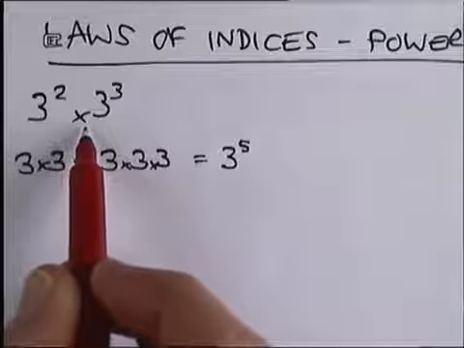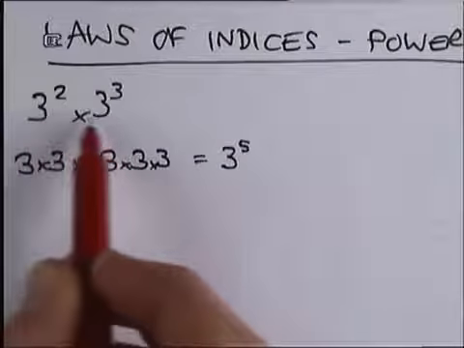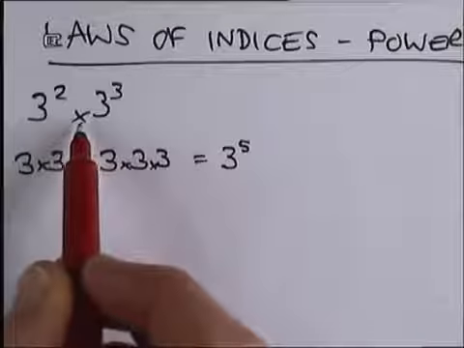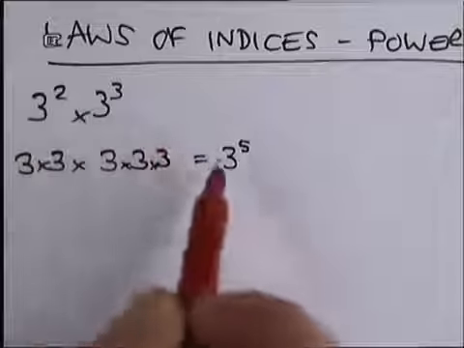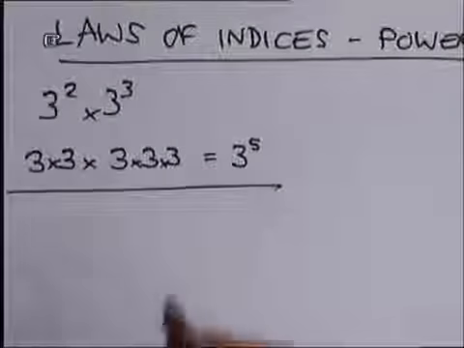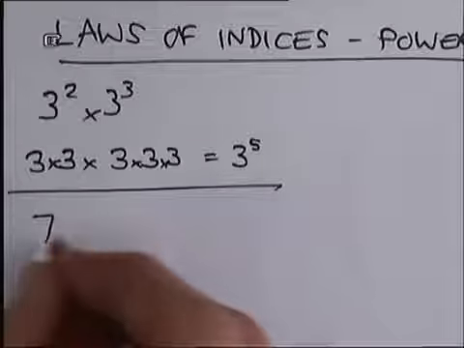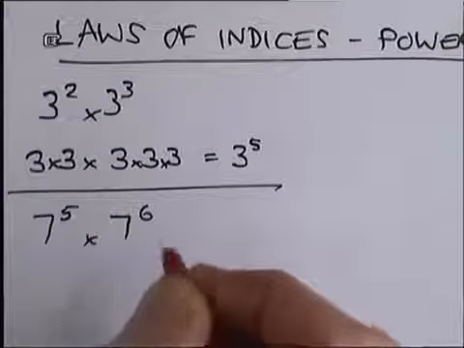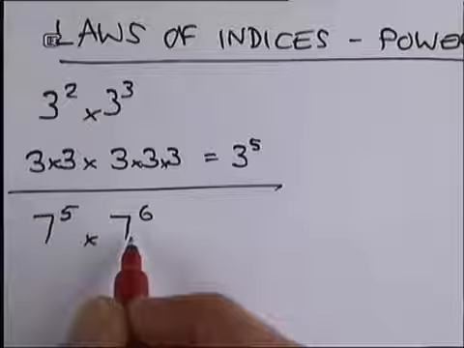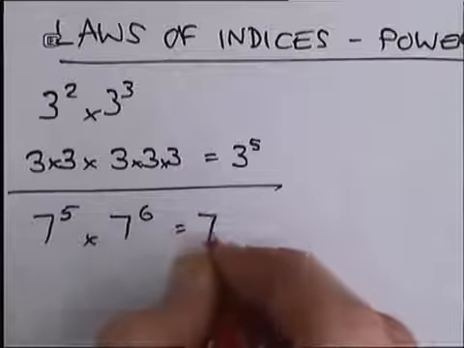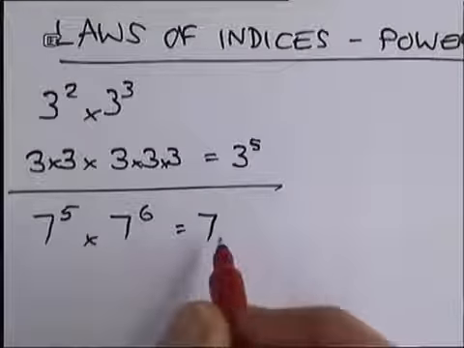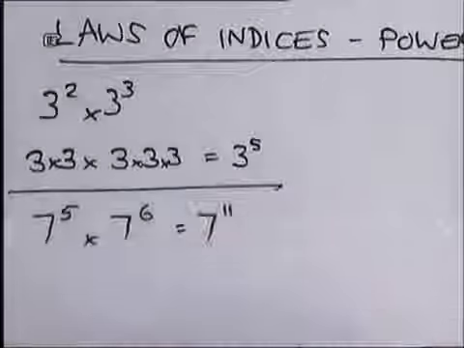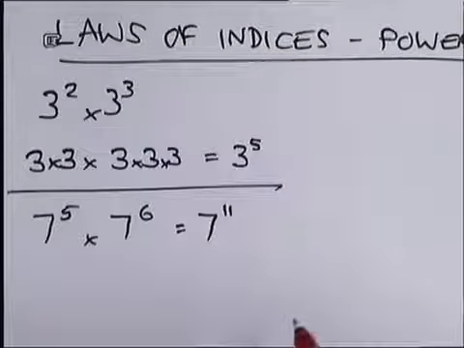So if you're multiplying and the big numbers here are the same as each other, and that's important, these big numbers have to be the same as each other. If you're multiplying, you can just add the powers together. So if you have a look at another example, 7 to the power of 5 times by 7 to the power of 6, because the big numbers are the same as each other and we're timesing, that's the same as 7, the big number stays the same, to the power, well, 5 add 6 is 11. So that would be the same as 7 to the power of 11.